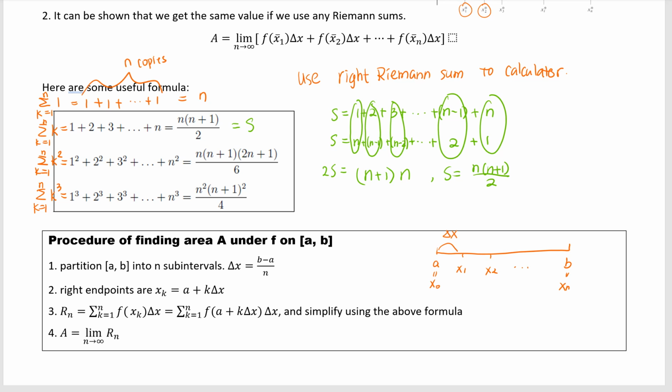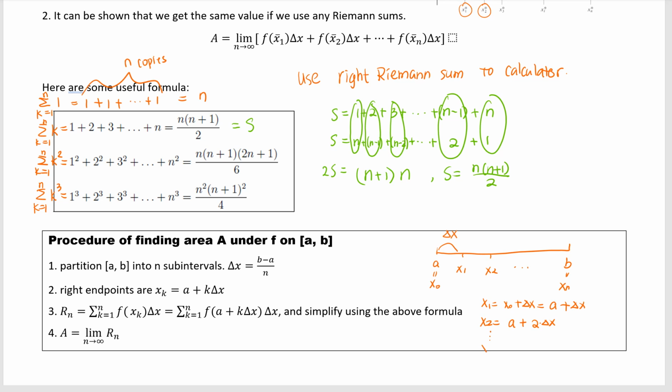Second step, find the right endpoint sum. Find the right endpoints. What is the right endpoint for the first subinterval? Well, what's the relationship between x1 and x0? You can see x1 is x0 plus delta x. Since x0 is a, x1 is a plus delta x. How about x2? Well, x2 is x1 plus delta x, so this is a plus 2 times delta x.